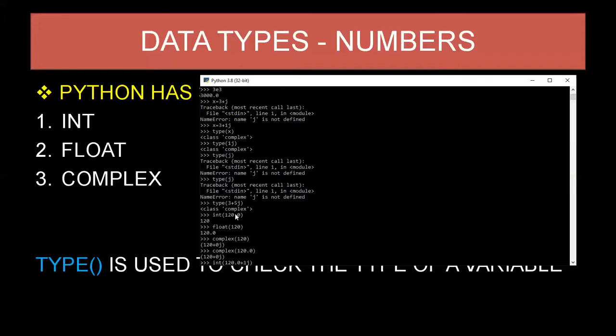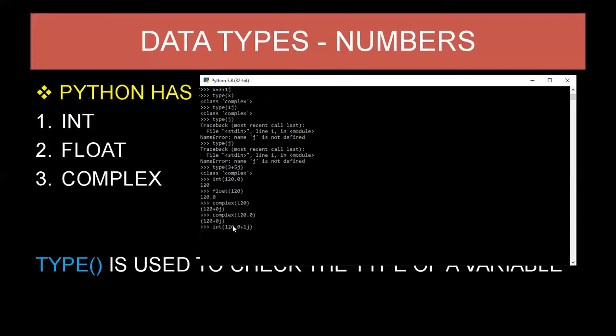Just pause the video and think about it. Can we convert this number into integer number? No, we can't convert complex to integer because it is a type error. So in Python, we cannot convert complex to integer. This is a rule in Python.